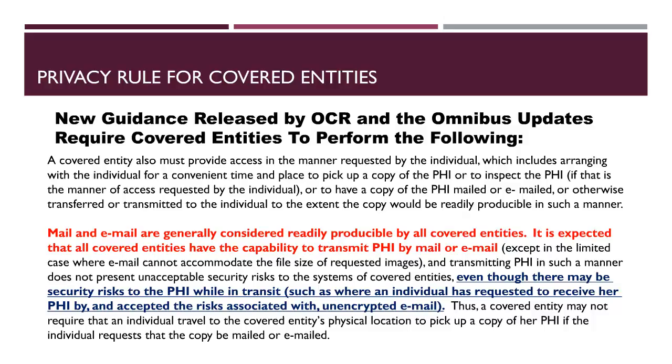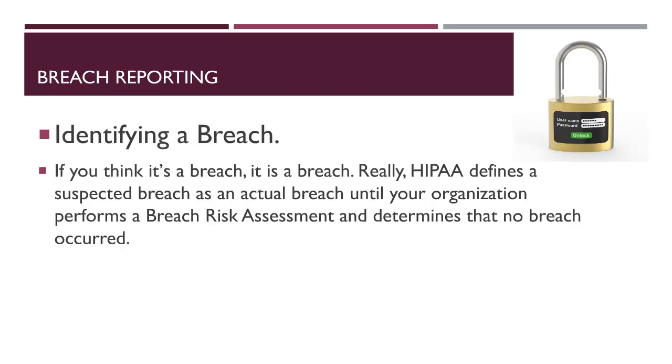The Omnibus Rule also updated the breach notification rule. So what is a breach? How do you identify that a breach has occurred? Well, typically a breach is considered to be any violation of the privacy rule. So if somebody has seen patient information that violated minimum necessary, they did not have a need to see or a need to know, then you have a breach situation and it must be documented.